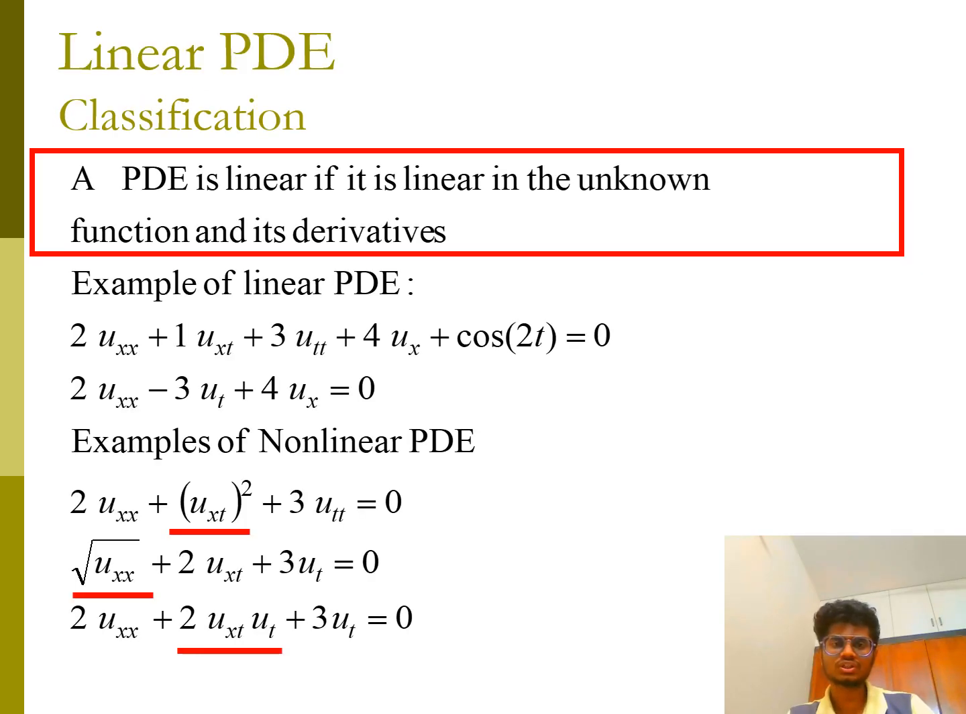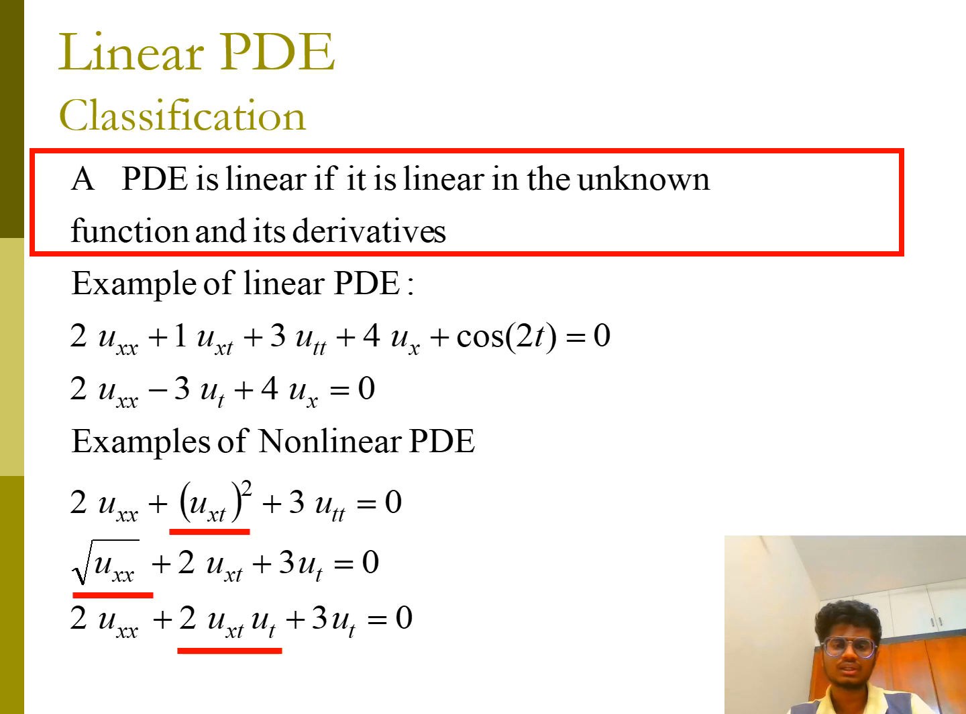Linear partial differential equation classification. A partial differential equation is linear if it is linear in the unknown function and its derivatives. Examples of linear partial differential equations: 2u_xx + u_xt + u_tt + 4u_x + cos 2t = 0. Another one is 2u_xx - 3u_t + 4u_x = 0.